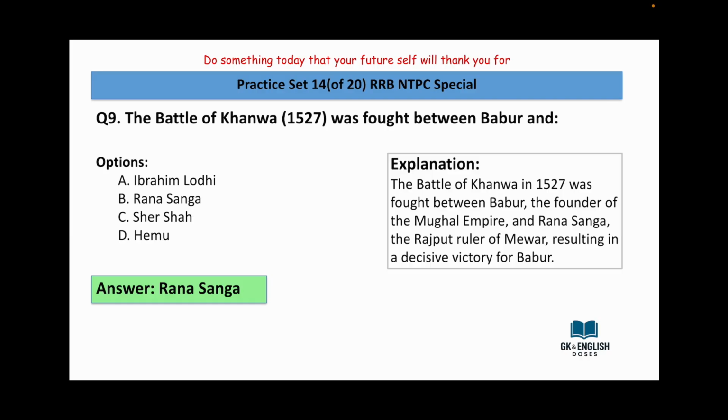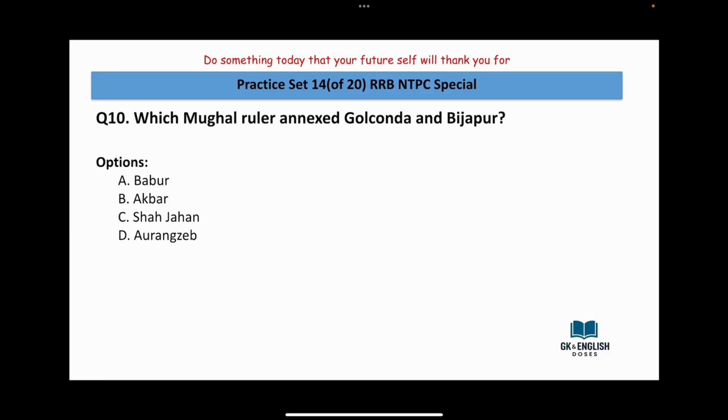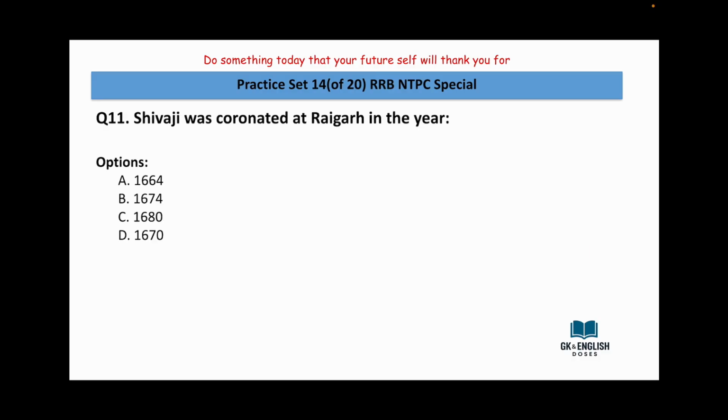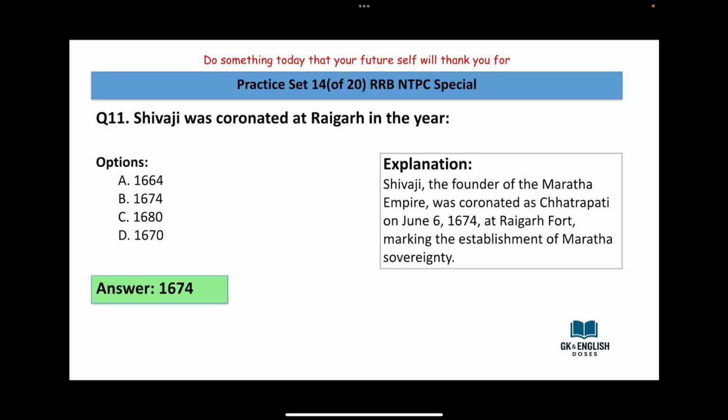The Battle of Khanwa in 1527 was fought between Babur, the founder of the Mughal Empire, and Rana Sanga, the Rajput ruler of Mewar, resulting in a decisive victory for Babur. Which Mughal ruler annexed Golconda and Bijapur? Babur, Akbar, Shah Jahan, Aurangzeb? And the answer is Aurangzeb. Shivaji was coronated at Raigad in the year 1664, 1674, 1680, 1670. And the answer is 1674.